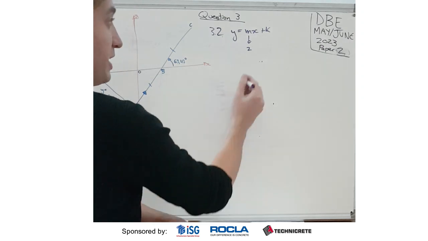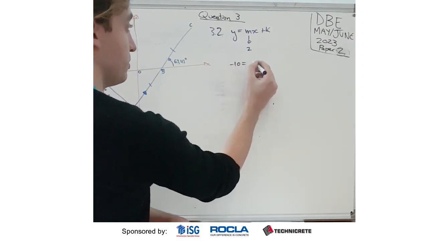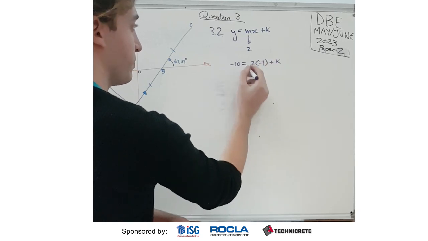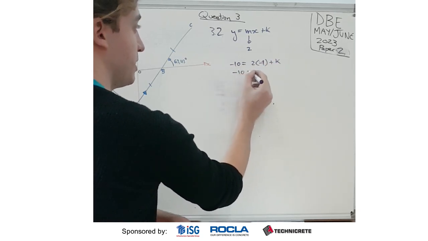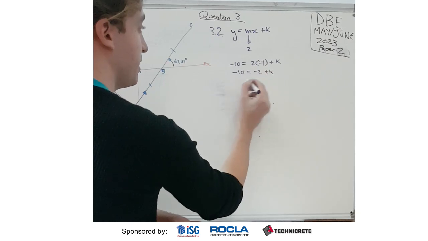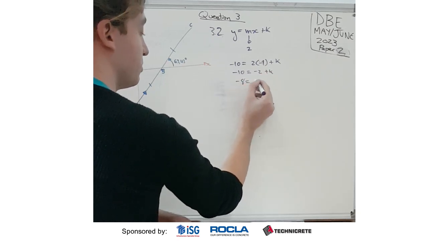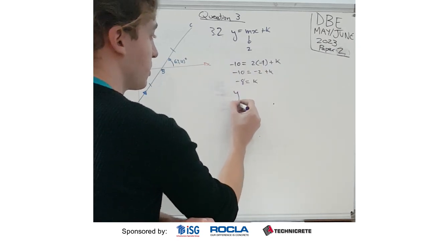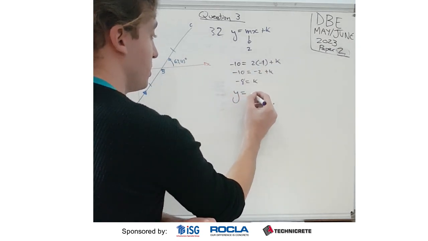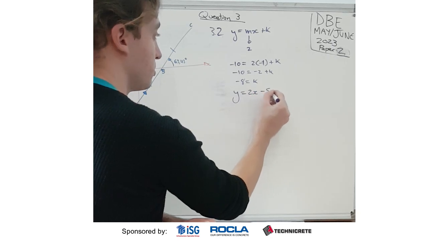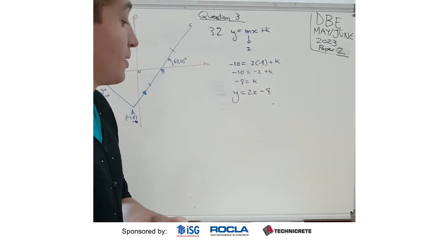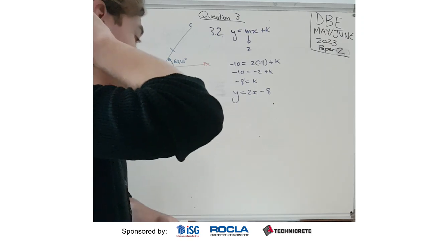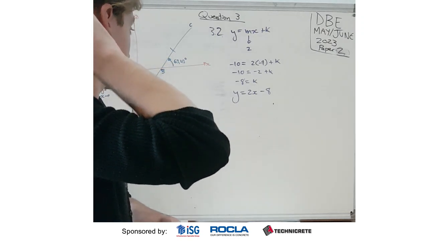We just plug in the values of A, so we get -10 is equal to 2 times -1 plus k. So -10 is equal to -2 plus k. So -8 is equal to k. Now we found our constant, and we can plug it just into this equation. Y is equal to 2x minus 8. That should be our final answer. There is another way to do this.